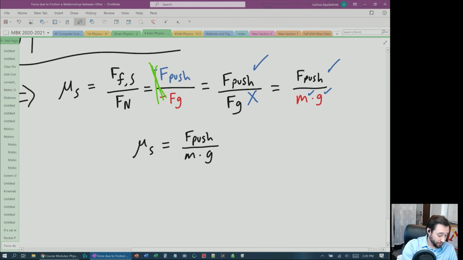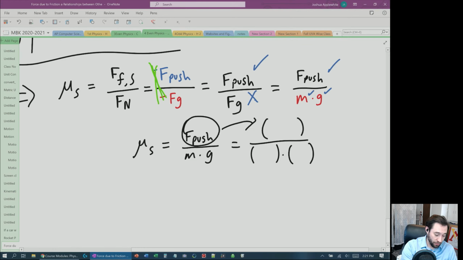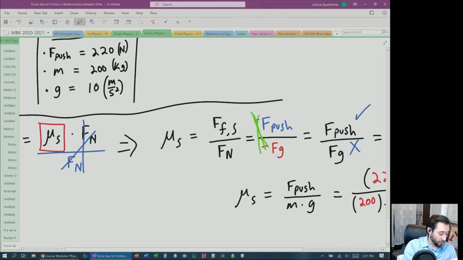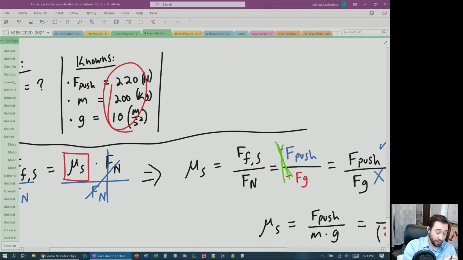So, that being the case, let us plug in what the values are. Whenever I plug in values, it's a very good habit, wherever your variable is, to put empty parentheses so you get the order correct. The value for force push was 220 newtons. The mass was 200. And the acceleration due to gravity, in Mr. Applewhite's class, to make the arithmetic easy, I want to make it 10. Those are all values that are present in our knowns box. Cool.